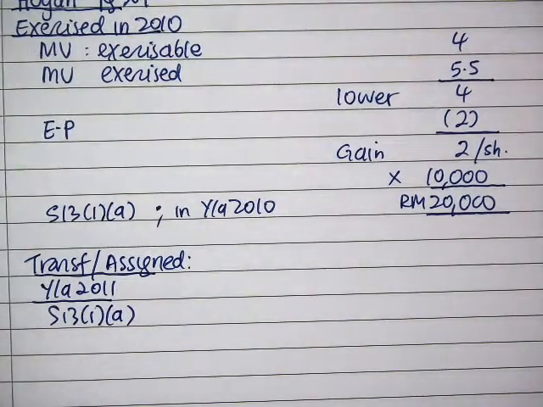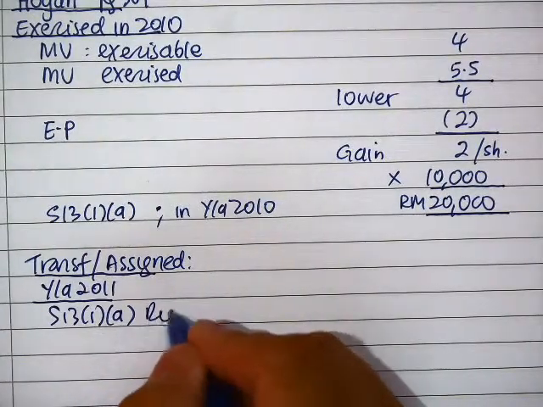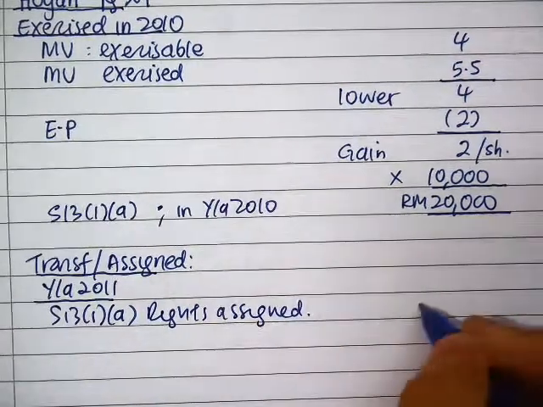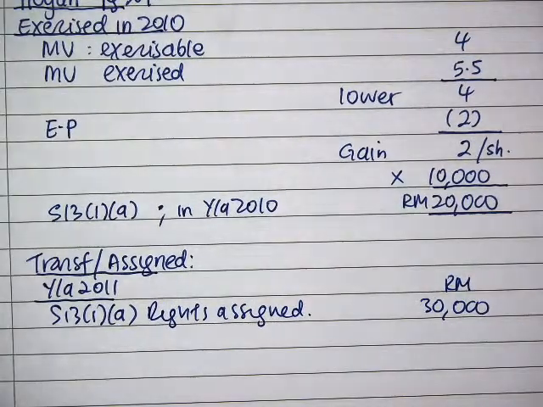13(1)(a) as well. Okay, so the bequeath for the rights assigned is 30,000. Okay, so whatever you transfer away, the value you get back is what we assess. And then there's no formula, just whatever amount you get back, that's the amount we assess.